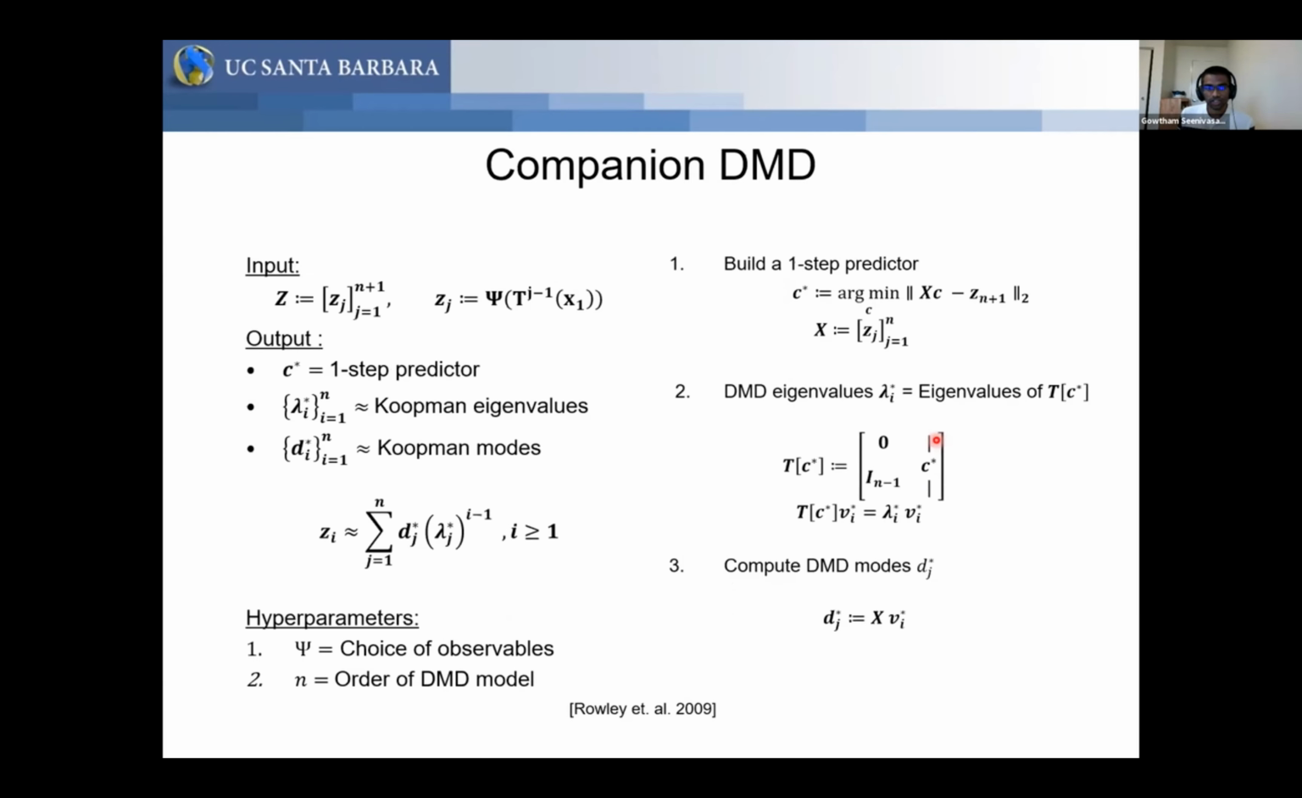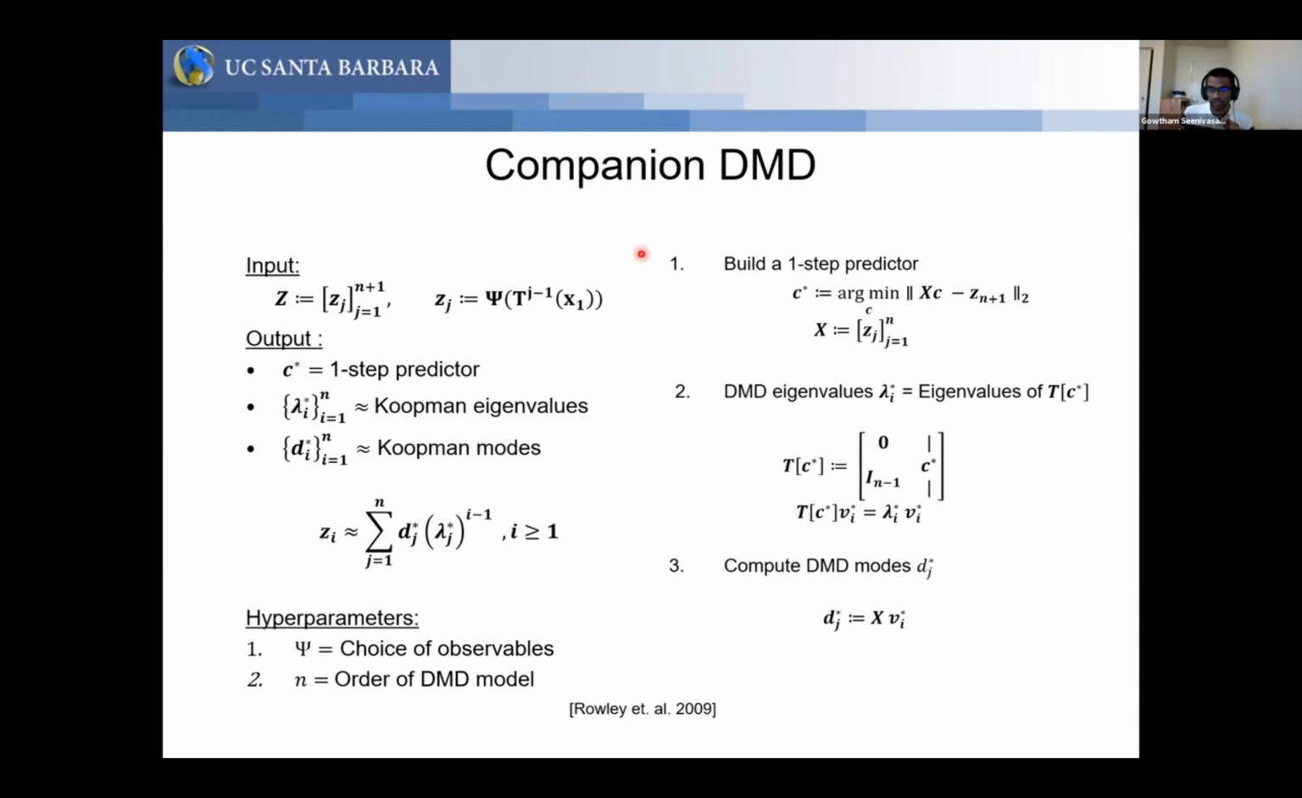The focus of this talk is on a specific algorithm called companion DMD. The input to this algorithm is just a bunch of observables along a trajectory, each of which is called Z and stacked into a big matrix capital Z. So this is your time series, and your output is a bunch of quantities that will let you express your time series as the sum of exponential trends.